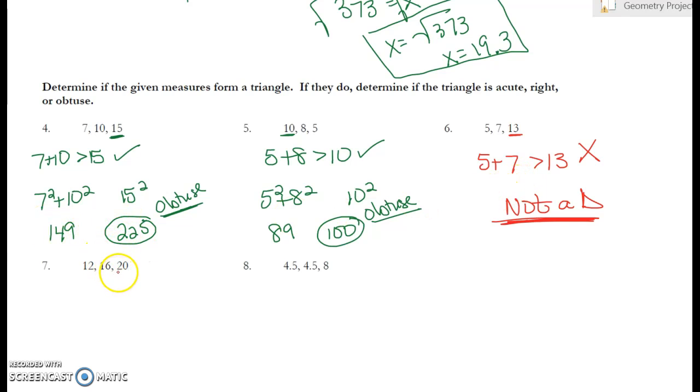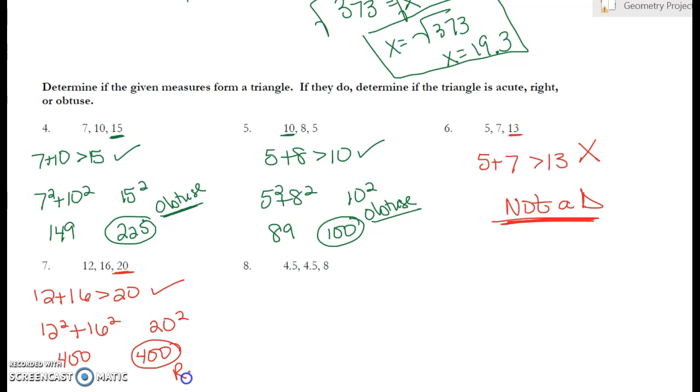So let's look at this one. My biggest side is 20. So is 12 plus 16 greater than 20? It is. So now we can do our Pythagorean theorem and see what's going on. Okay, so 12 squared plus 16 squared is 400. And 20 squared is 400. Oh, so these are equal. So this is a right triangle. That's another triple right there. 12, 16, 20 is a triple. All right, let's look at this last one.